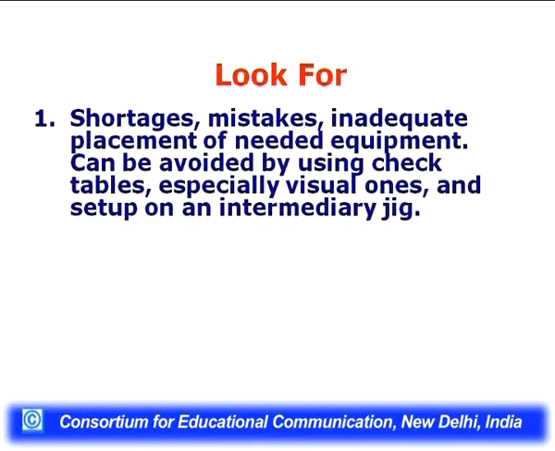Look for what? Shortages, mistakes, inadequate placement of needed equipment can be avoided by using check tables, especially visual ones, and setup on an intermediary jig. Here, shortages and shortcomings in the process that we have found should be recorded. Maybe shortcomings are in the form of shortages, maybe mistakes, and maybe inadequate placement and alignment of equipment, and that should be recorded clearly.